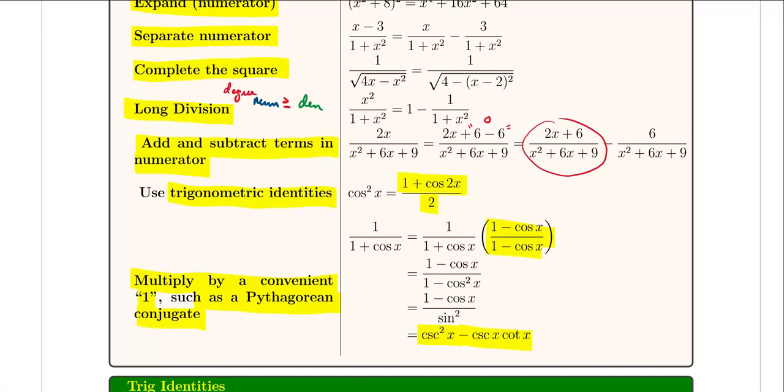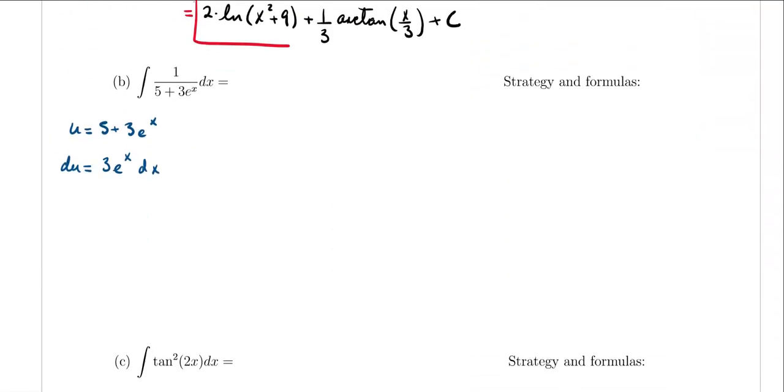Trigonometric identities, well, it doesn't seem to be the case. And the last one here is to multiply by a convenient 1. Now for this one here, I think the strategy of multiplying by a convenient 1 may help. But what is that convenient 1? Well, one of the things that I noticed here is that since our du had an e to the x, we wanted to have something like an e to the x on the top. So maybe we could multiply by an e to the x?